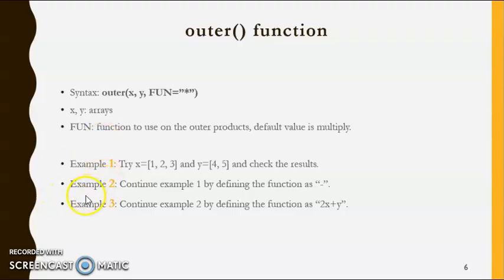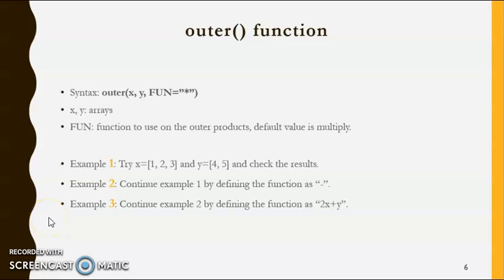Okay, the next example is discussed in this slide. It says continue example 1 by defining the function as minus. In the previous one we left it blank, so it was considered multiplication, but here it is telling you implicitly that you must put the function you want defined between X and Y inside a double quotation mark, as you can see here.